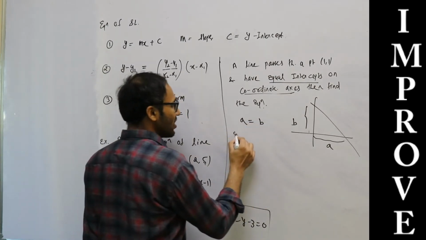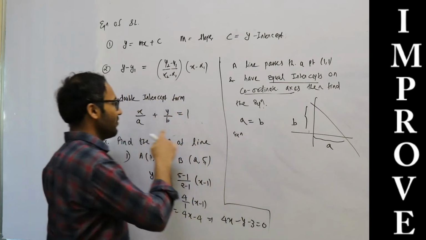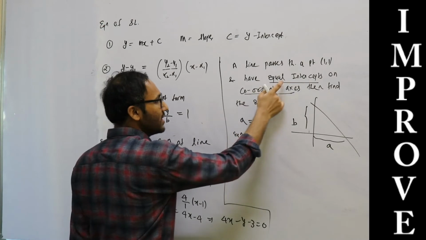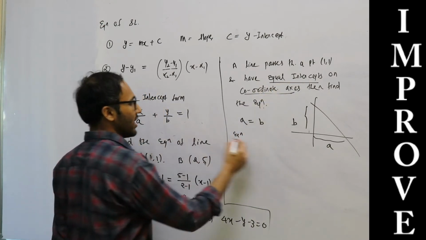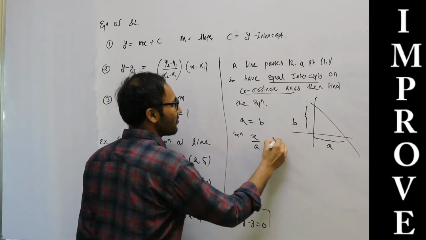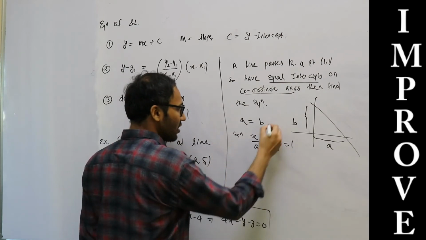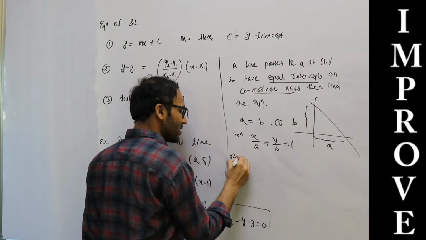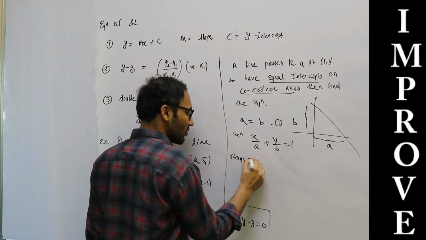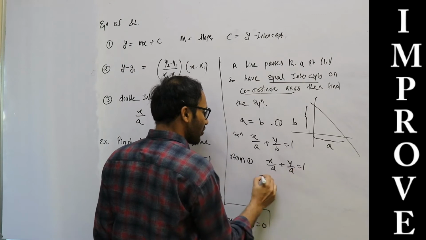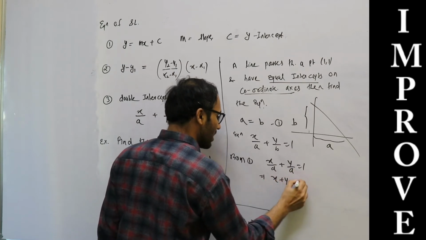Now the equation will become this one because here it is talking about the intercepts. So x by A plus y by B is equal to 1. Both are equal. So from 1 we can write it as x by A plus y by A is equal to 1. From here x plus y is equal to A.